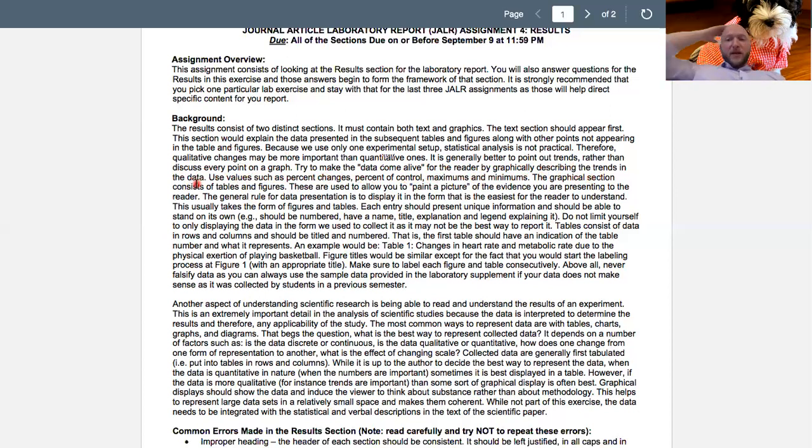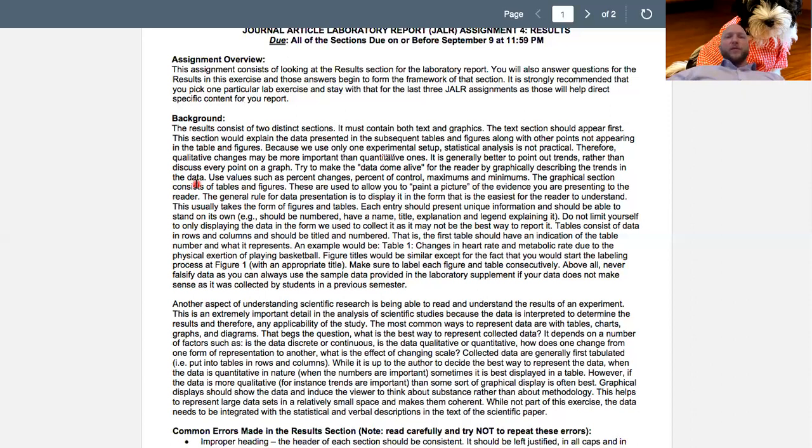A lot of students get the discussion section mixed up with the results section. In the results section, you're going to give hard facts. In the discussion section, you're going to analyze those hard facts and describe what the meaning, the significance, of those hard facts is.